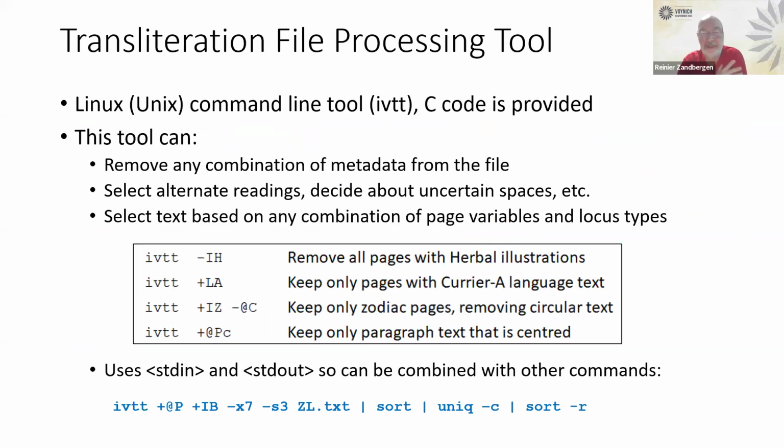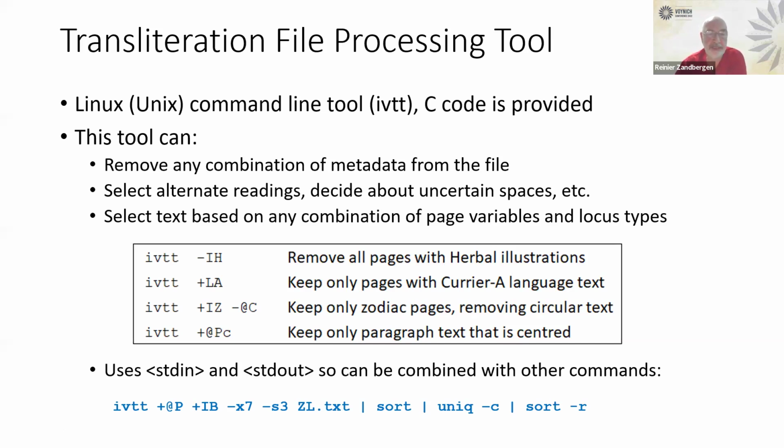Now, the use of this is that there is, at the same time, a tool which I created, called IVTT, that allows a user to process any transliteration using this format. So this tool reads the text, it interprets the metadata, and it can do very different things. It can remove the metadata as one needs. So for text processing, one usually wouldn't want to include it. It can take care of the alternate reading.